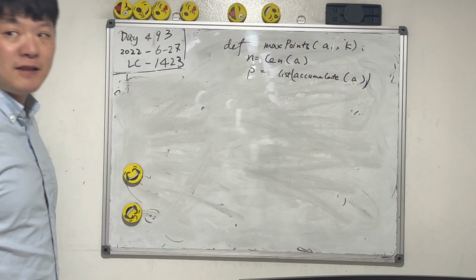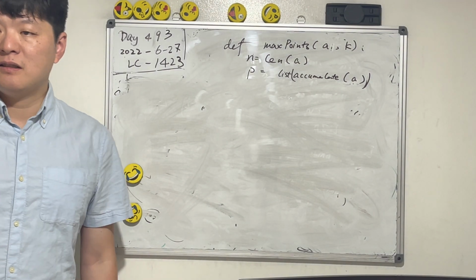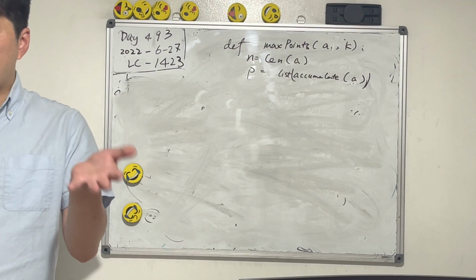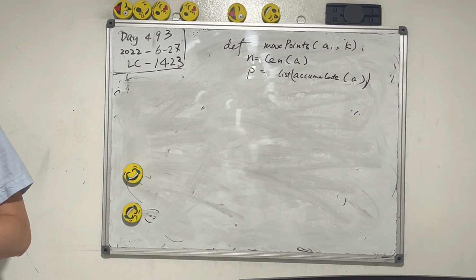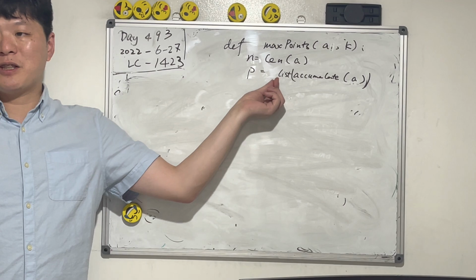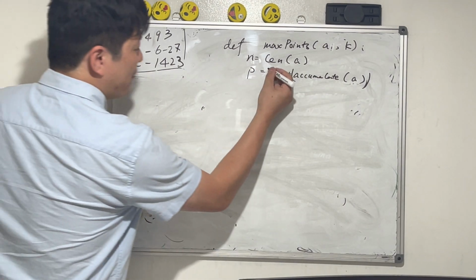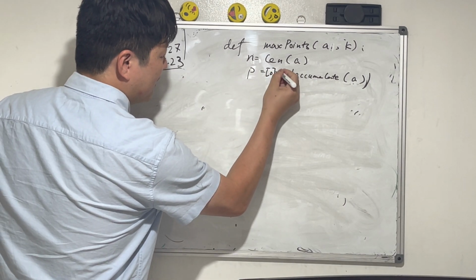because accumulate returns an iterator. An iterator is not a list. What's an iterator? It's like a promise to give you numbers, but not all at once. When you ask me for one, I give you one. We convert it to a list, but at the beginning, I'm going to put a 0.